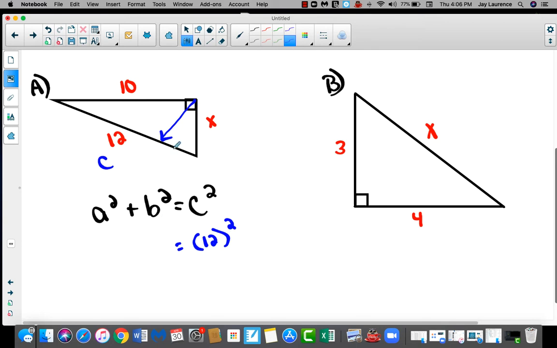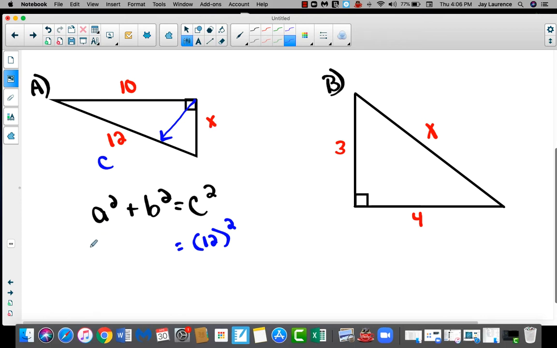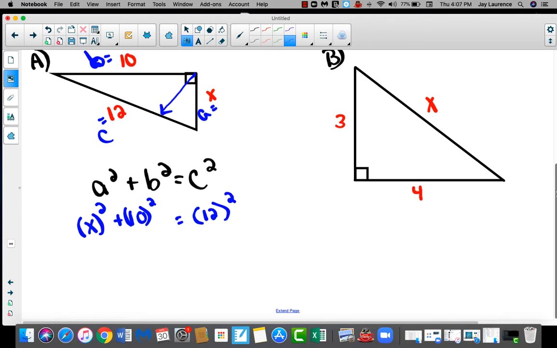Now A and B don't matter because you're going to square them both, and you can use the commutative property. So it doesn't matter if A is 10 or if A is x. But I like my variable to come first, so I'm going to put x in here, and I'm going to put 10 in there. But again, you could have had 10 squared plus x squared equals 12 squared, and it would be the same thing. So this is going to be A, there's C, and then this is, oh, I've got that backwards, don't I? This is actually B. I'm sorry about that. Now I'm going to use my algebra skills and solve.